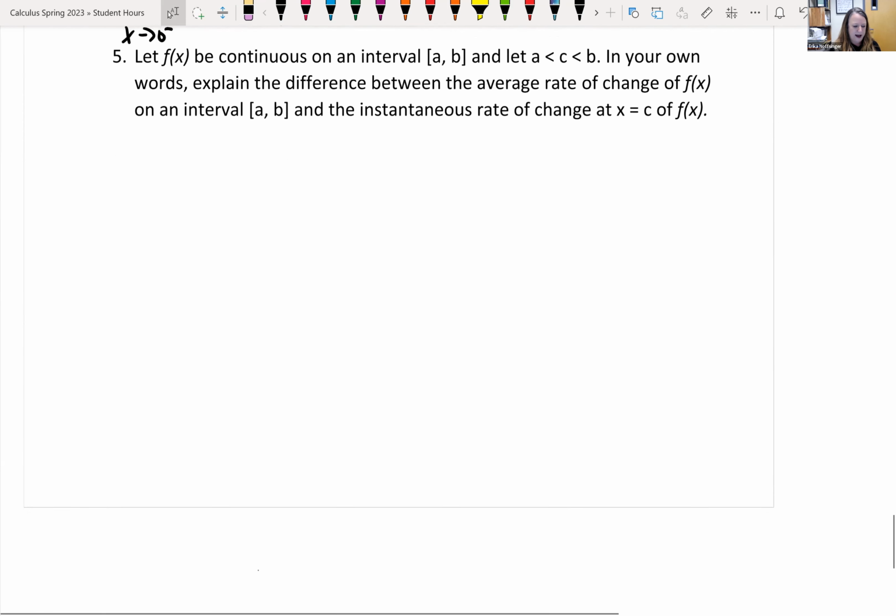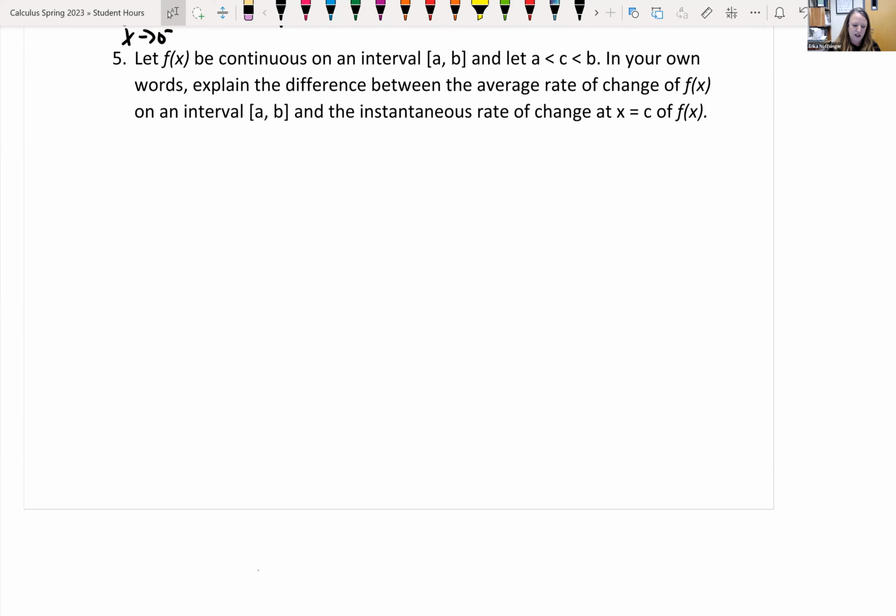Part number 5, last question. Let f of x be continuous on some interval a, b, and let c be a value between a and b. In your own words, explain the difference between the average rate of change of f of x on that interval a, b, and the instantaneous rate of change at x equals c of f of x. Okay, so it really varies in how you're going to explain this.